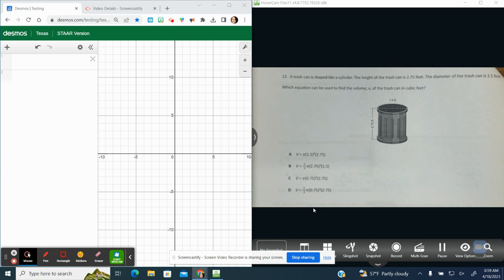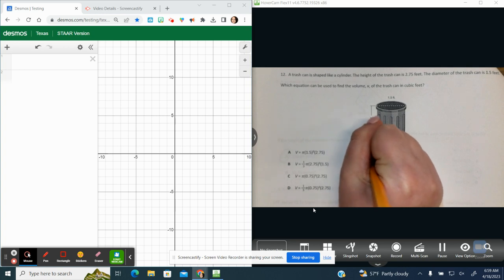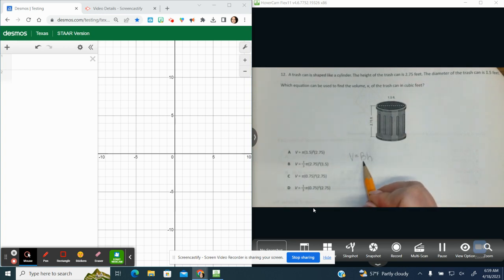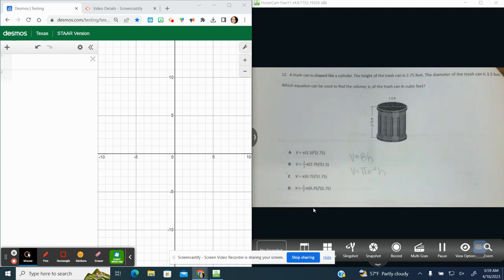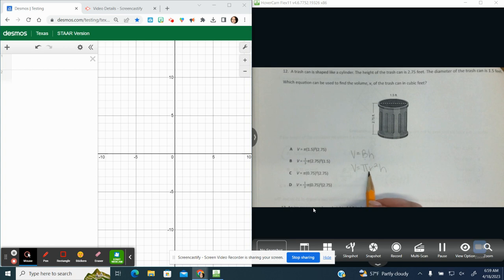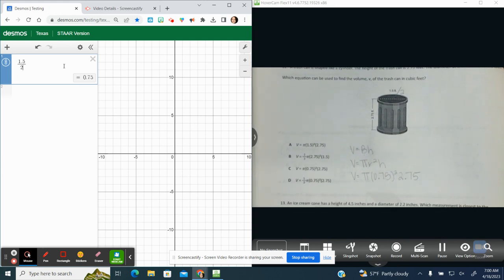Which equation can be used to find volume V of the trash can in cubic feet? So the formula for a cylinder is V equals big B times little h, where we plug in pi r squared for big B. So my radius is half of my diameter. So 1.5 divided by 2 is 0.75. So pi times 0.75 squared times 2. So the answer is C.